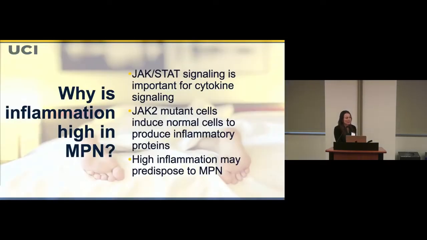So why is inflammation high in myeloproliferative neoplasm? That's actually a very good question that we have some ideas about, but clearly don't have everything defined at this point in time. So we've heard a lot today about JAK mutations. A JAK2 mutation activates JAK-STAT signaling, and JAK-STAT signaling is important for cytokine signaling, which can tell our immune cells to make inflammatory proteins. So it makes sense that an activated JAK2 could make a cell overproduce cytokines. But that may not be the whole story.